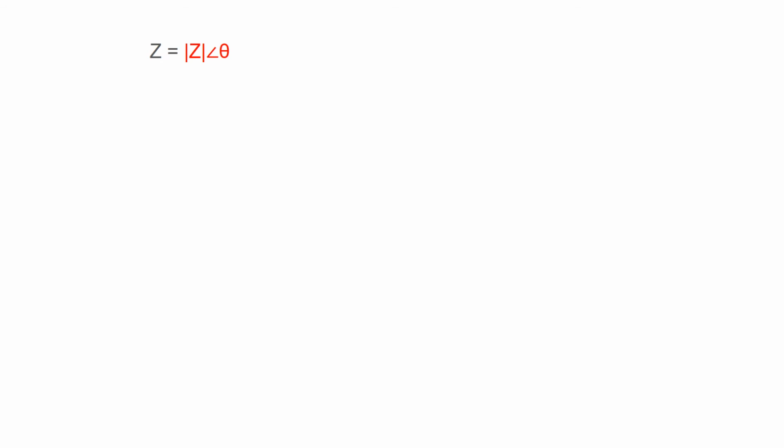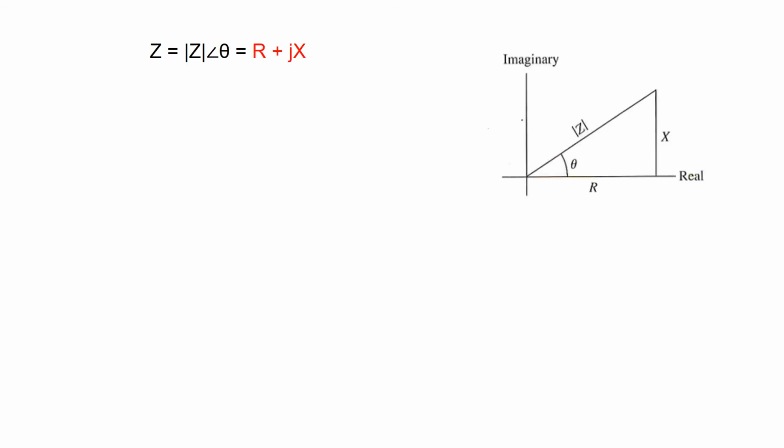Recall that the impedance Z can be expressed in polar form, where it equals the magnitude of Z with a phase angle theta. Or it can be written in rectangular form as R plus jX, where R is the resistance and X is the reactance of the load. We can plot the impedance in the complex plane, and both the polar and rectangular representations can be derived from the graph. We can see from this graph that the cosine of theta is equal to R over the absolute value of Z, and the sine of theta is equal to X over the absolute value of Z.